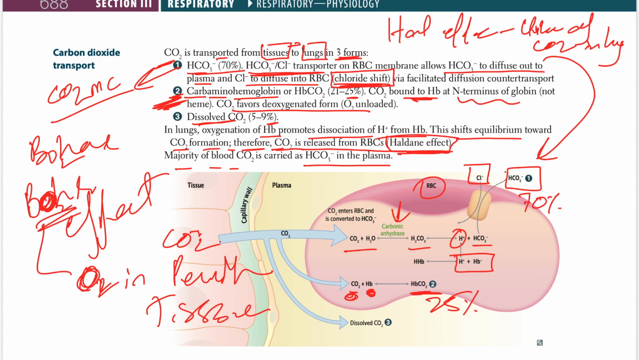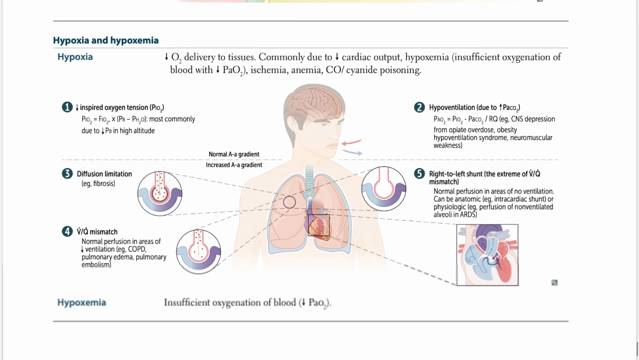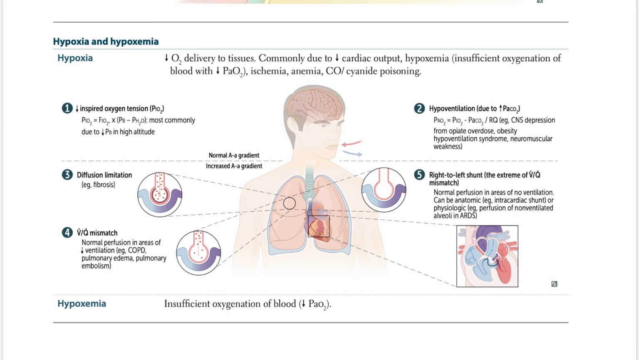Okay, what else might we have here? So yeah, I guess that's pretty much it for this one. Let's move on to the next topic, which is hypoxia and hypoxemia. So what is hypoxia? Basically, hypoxia is decreased O2 delivery to tissues, right? And what is hypoxemia? Hypoxemia is decreased O2 concentration within the blood.